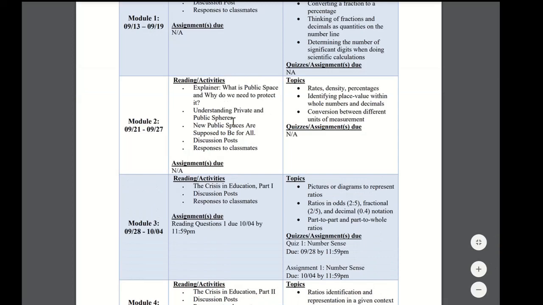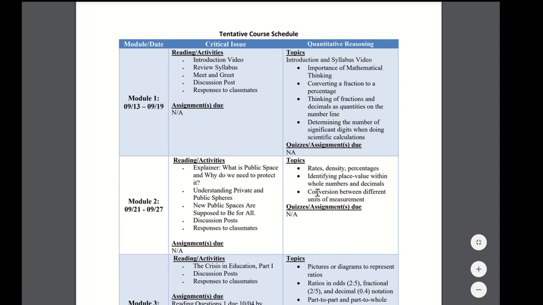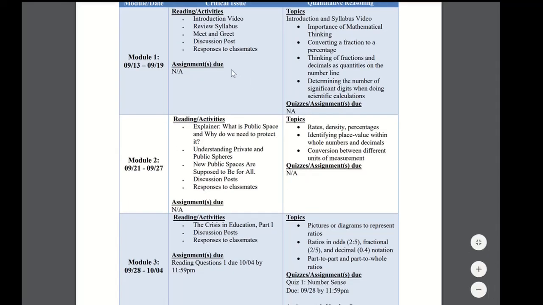All right. Okay. So here's the syllabus. The schedule again, tentative. We're going to try to follow this as close as possible. But if any changes need to be made to the dates or anything, we'll definitely let you know. So I'm going to be focusing mostly on the QR part. I'm assuming in today's Monday live session, Professor Fortier went over the critical issues component. But for the first two modules, other than the discussions, which every week it's due, for the QR part, there's no assignments or quizzes.